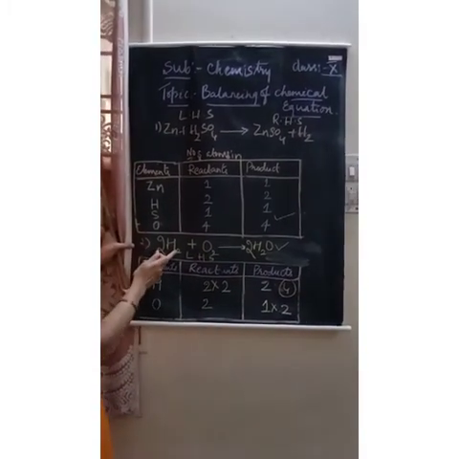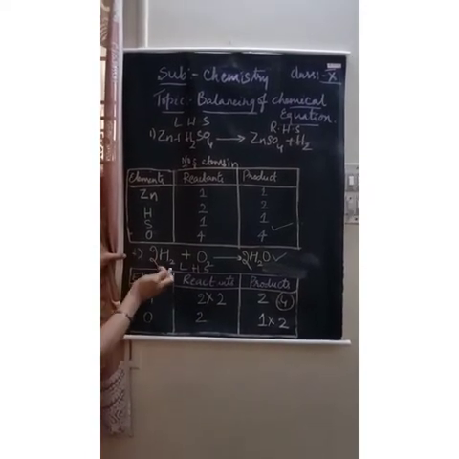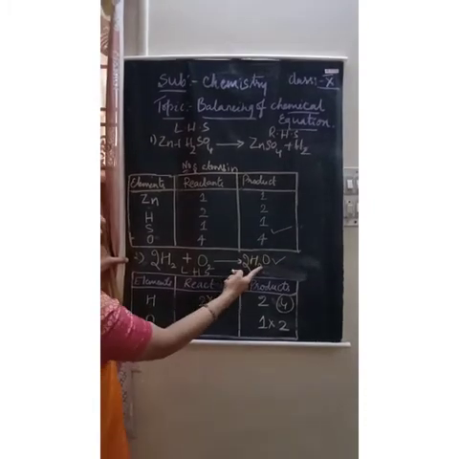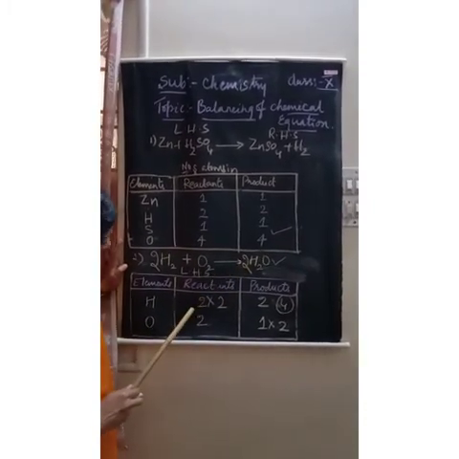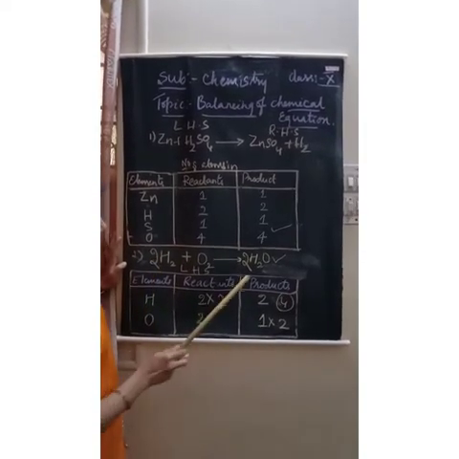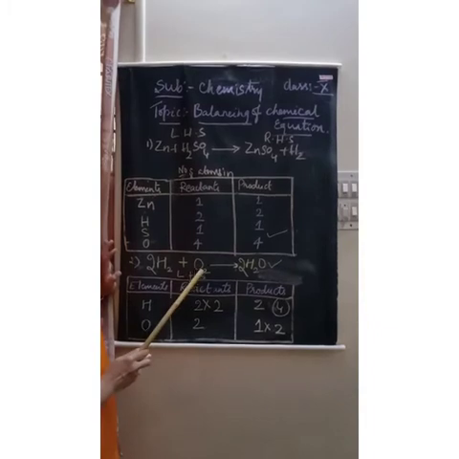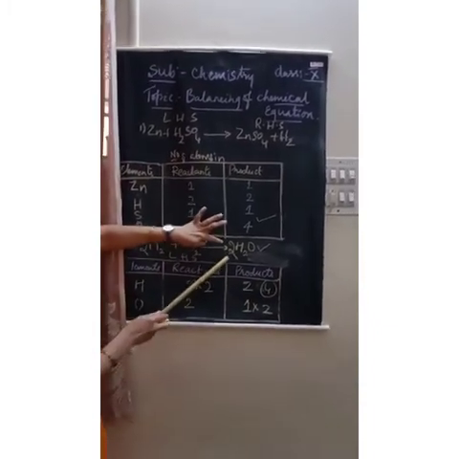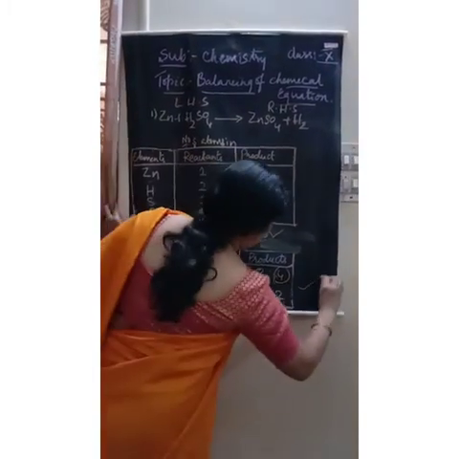Next, how many hydrogen atoms are there in the reactant? Count it. 2 2s are 4 hydrogen. So totally in the reactant side 4 hydrogen are there. In the product side also 4 hydrogen are there. What about oxygen? In the reactant side 2 oxygen and 2 oxygen. Now the equation is balanced, children.